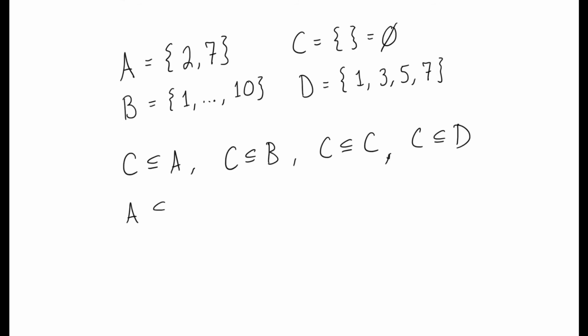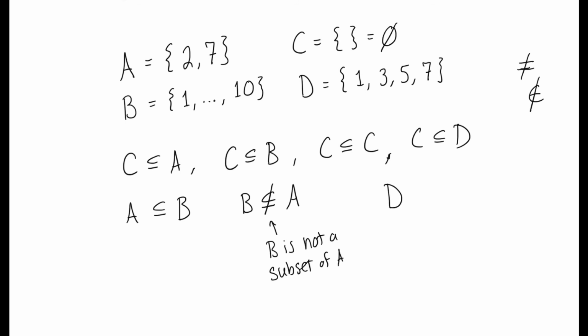Other relationships that we can glean from here. I can tell you that A is definitely a subset of B. We've already established that. However, B is not a subset of A. If we have a slash through our symbol, it usually means not. So it's similar to something like a slash meaning not equal, or in terms of elements of a set, not an element of a set. So if I put this slash through the subset symbol, this means B is not a subset of A. D is a subset of B as well. D is a subset of itself. And D is not a subset of A.